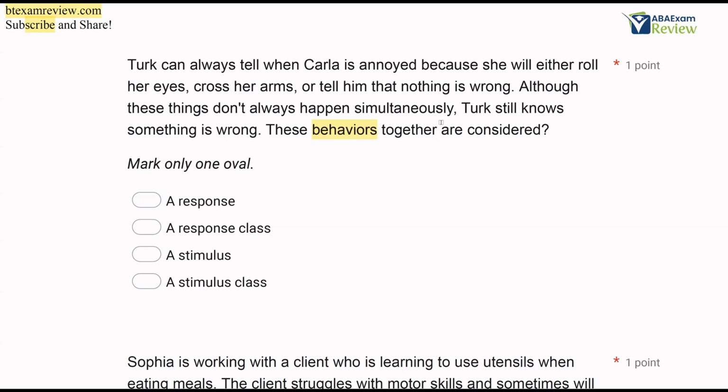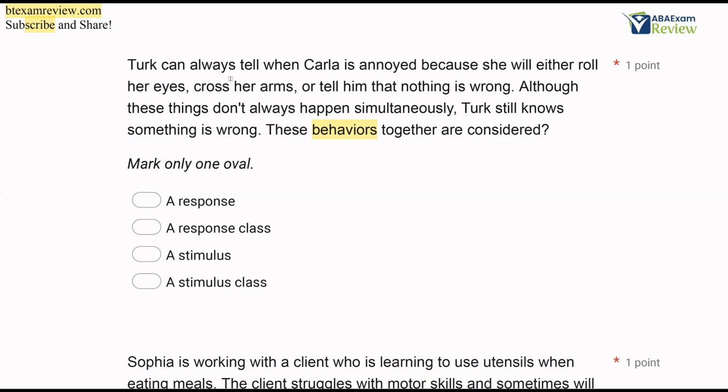Now, how do we know when something is considered a class? Well, when we're dealing with responses, those responses are typically going to serve the same function or evoke the same response from the people around them. Essentially, it's having the same purpose. It's serving the same purpose. It's leading to the same outcome.